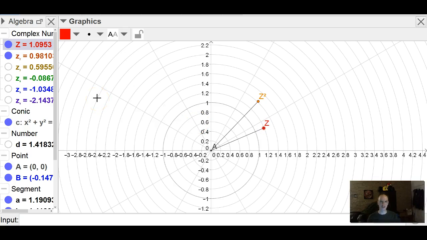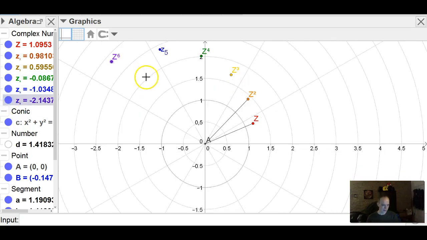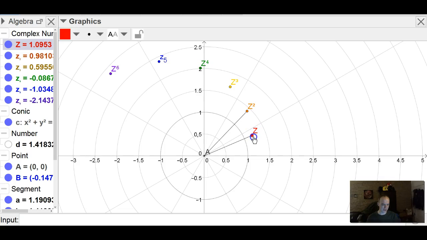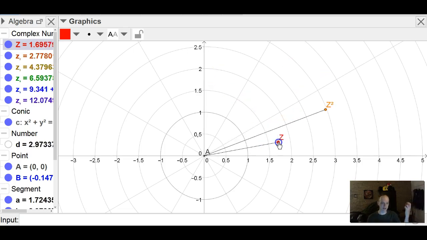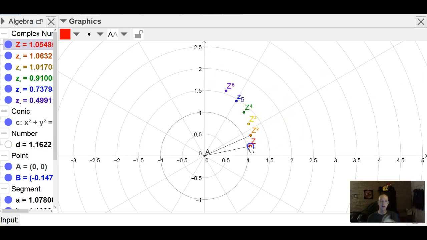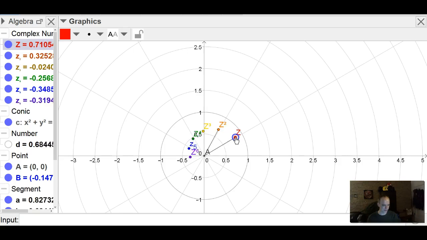Our original number, we were trying to do something to the eighth power. So I'm going to turn on a couple more powers. And the pattern is still followed. So watch as I move z around. I'm going to keep z close to 1 so that z to the 6 doesn't just go completely off the screen, because every time you take a power, it does get larger. Unless you are smaller than 1, then every time you take a power, you get a little smaller, which I think is another special, neat case. So we're going to stick closer to 1 just like this.